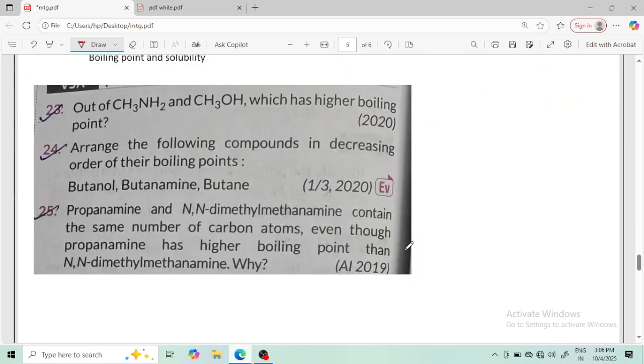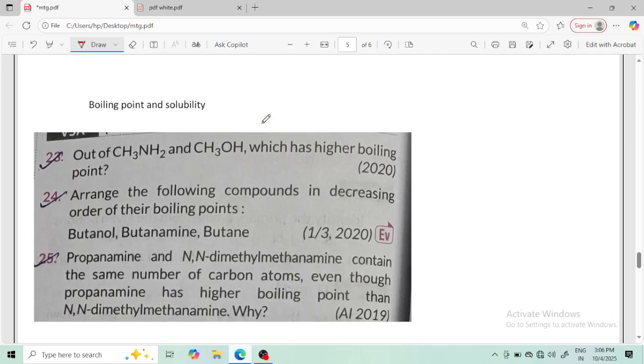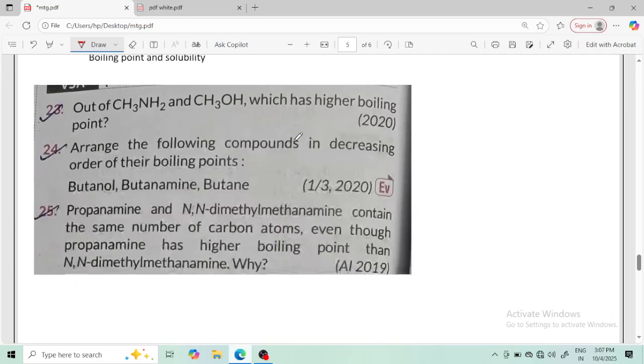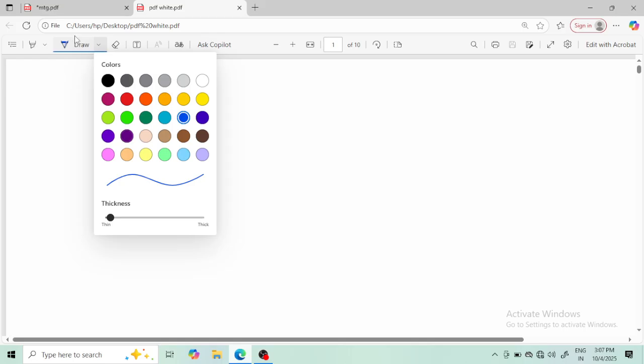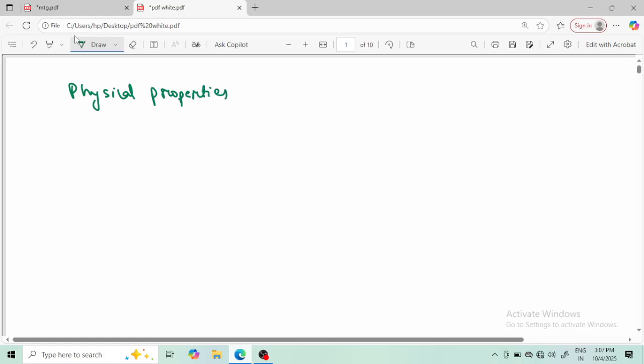Now these questions are from the next topic, so we'll discuss it now. Okay, so after we discuss the topic, then we will be doing these questions. Okay. So in today's class we'll be doing first physical properties of amine. Okay.